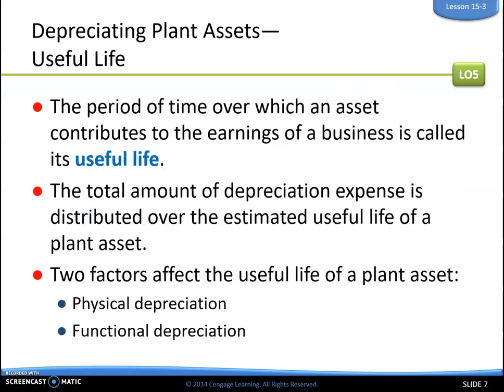Same thing really with our useful life. Useful life is the period of time over which an asset contributes to the earnings of a business. So how long we're going to be using that plant asset in the business. This again is not something that we're going to know for sure. This is going to be an estimated number. So the total amount of depreciation expense is distributed over that estimated useful life of a plant asset. Now, there are two factors that are going to affect the useful life of a plant asset: the physical depreciation and also the functional depreciation.